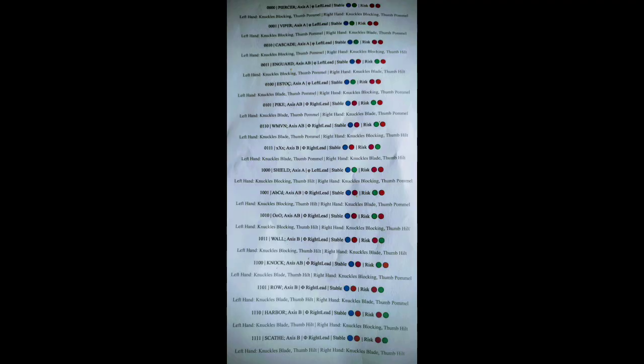Mm-hmm. And you can see a direct relationship between the bias and the anchors. Yeah, the A-bias grips, like Piercer, they anchor on blue E3 and green 9. But if you look at the B-bias grips, like Scathe, the stability shifts. It moves to blue E3 and orange 8. To reinforce that rotational leverage we talked about, the bias literally dictates where you draw your kinetic strength from.